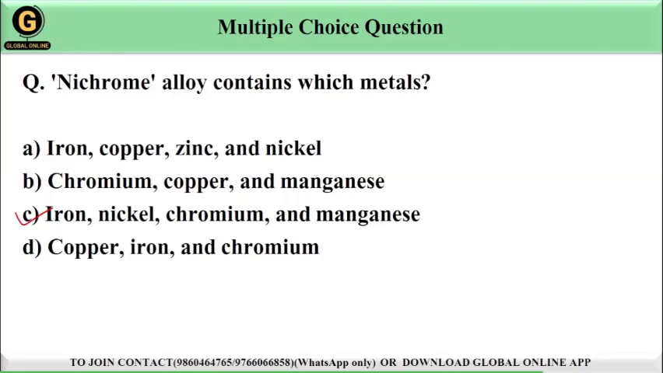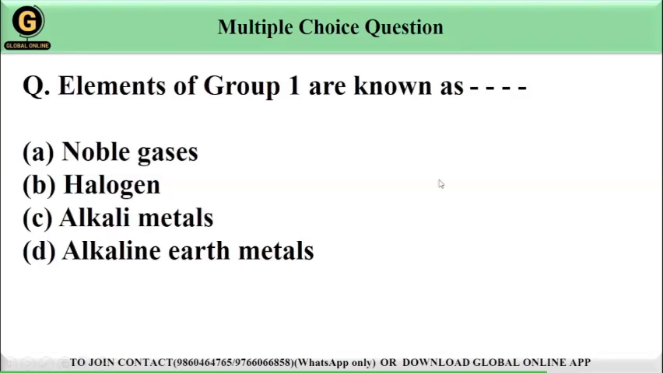Elements of group 1 are known as dash dash. We have options here. Option A, noble gases. Option B, halogen. And option C, alkali metals. And option D, alkaline earth metals.